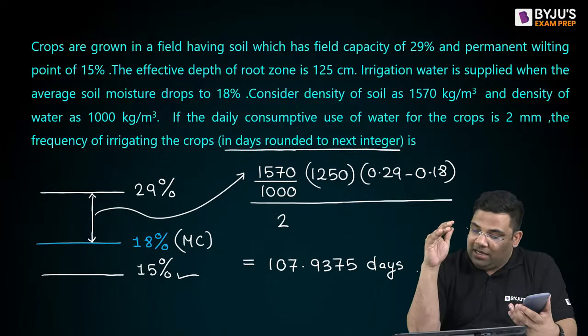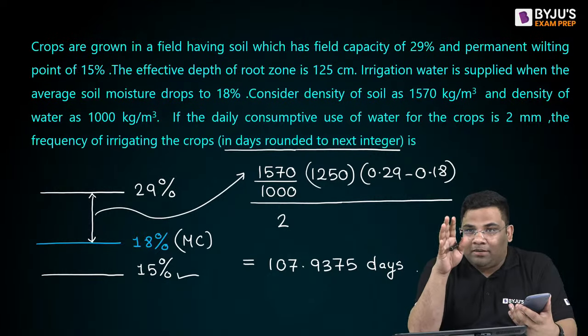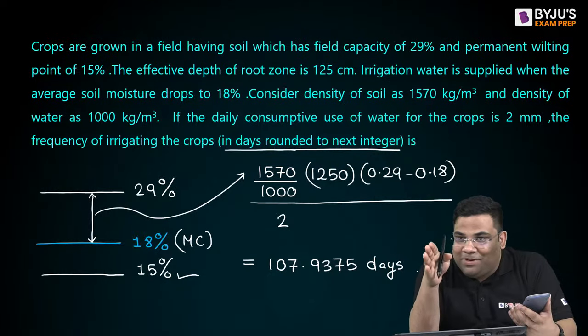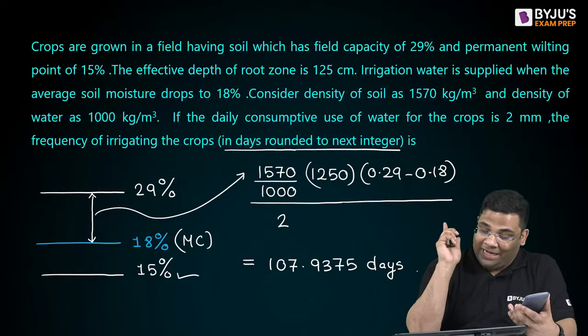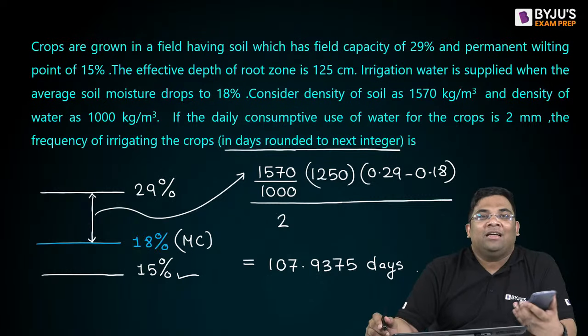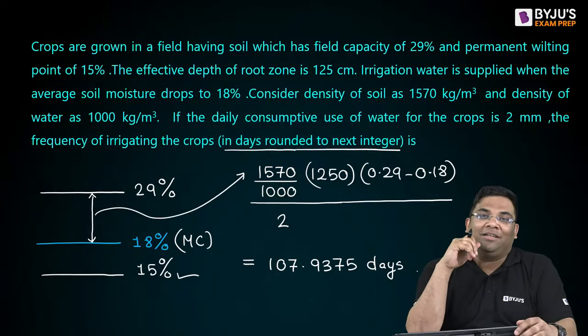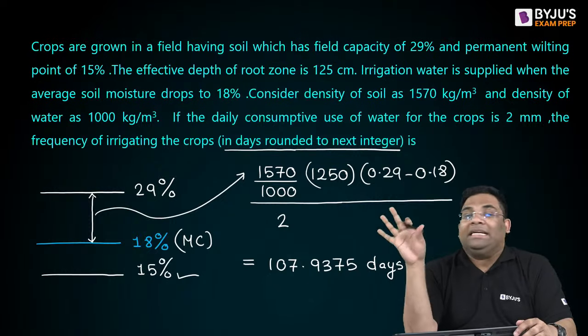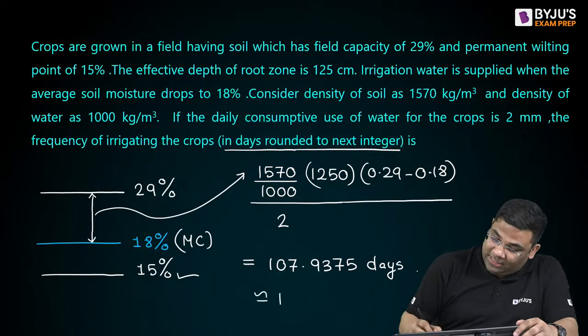Because see, after 100, that requirement is within that 107.9375. So you cannot go to 108. So the actual answer should have been 107, but it is mentioned in the question. Sometimes they will mention some things in the question, and you have to follow that strictly. It is written round to next integer, so we are rounding it to the next integer. That is how much? 108.